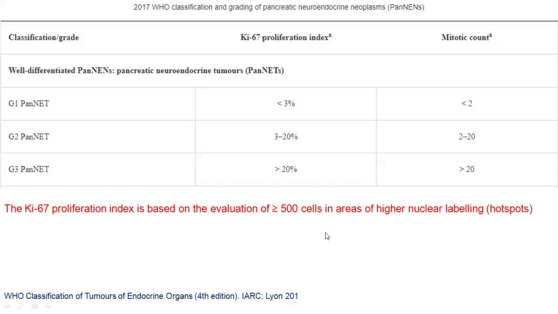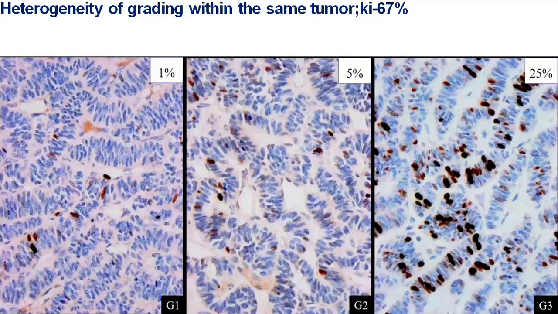Another important thing to remember is that we have to choose the correct hot spot, and we have to count 500 or more cells to label the Ki-67. Why it is important to choose the hot spot, we will discuss in our subsequent slides. This is one example of heterogeneity of grading within the same tumor. Why is it important to choose the hot spot? Because these tumors show a spectrum.